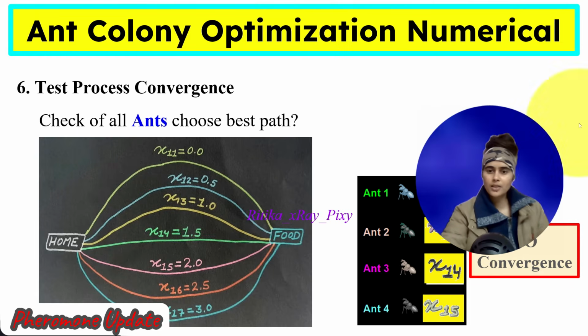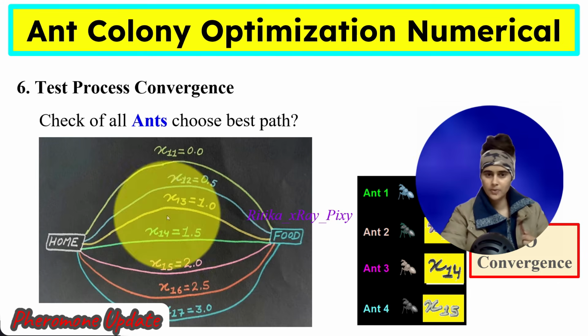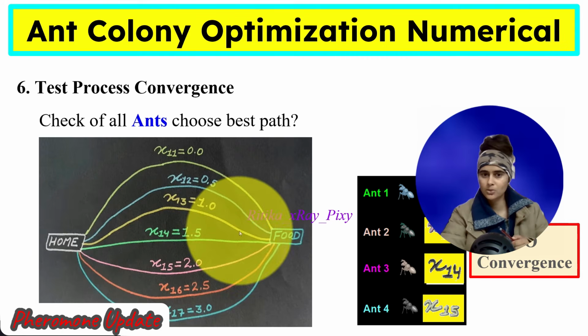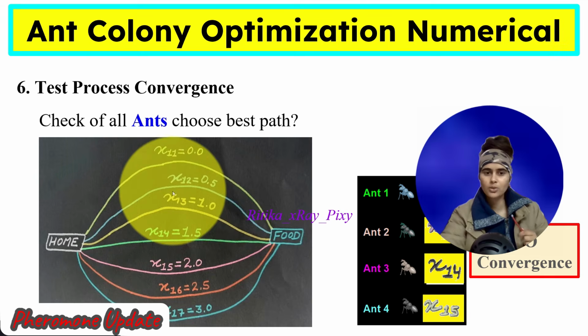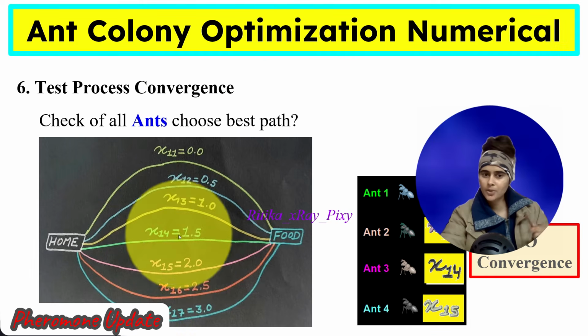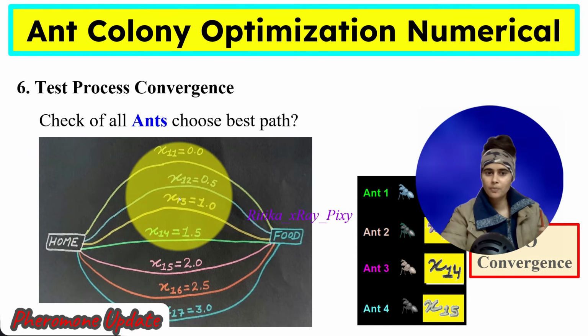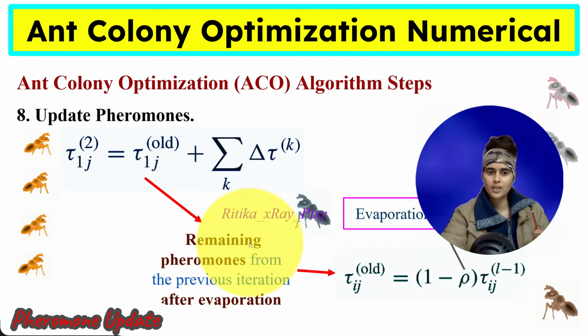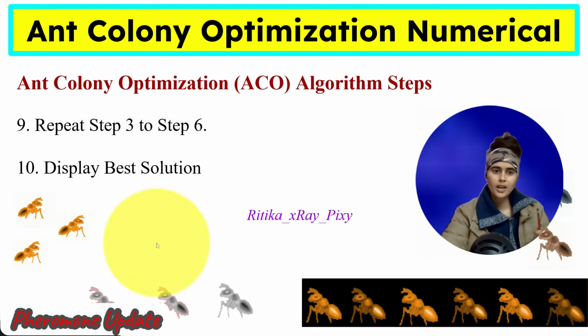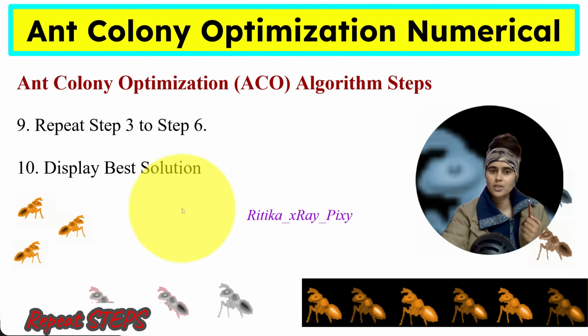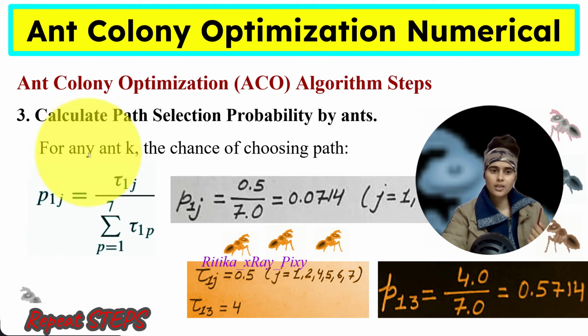You can see here the first ant took the third route, that is this one. So this is the best route. We calculated a different value for this route, and for the other routes we have a different pheromone value. So this is the best route. We have a high level of pheromones on this route, that is 4.0, and on the other paths we have pheromone 0.5. After that we will repeat step 3 to 0 because there is no convergence, and again calculate the path selection probability by the ants.